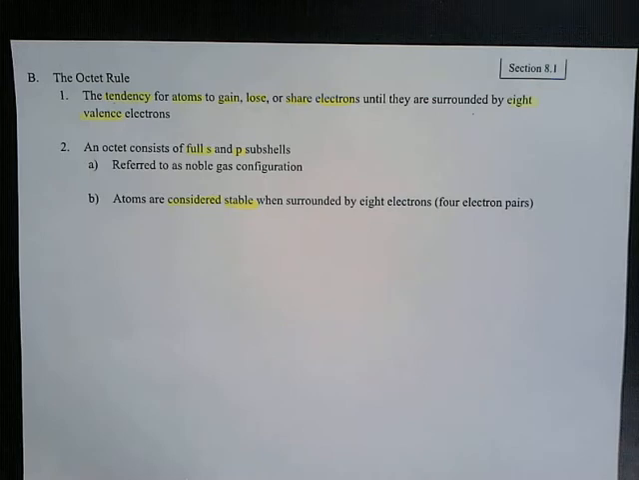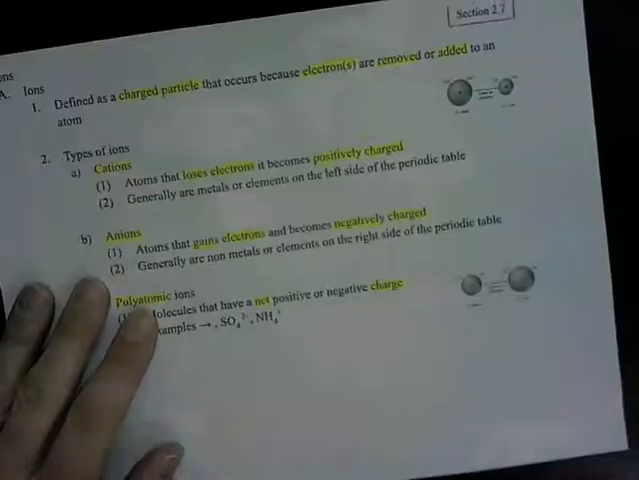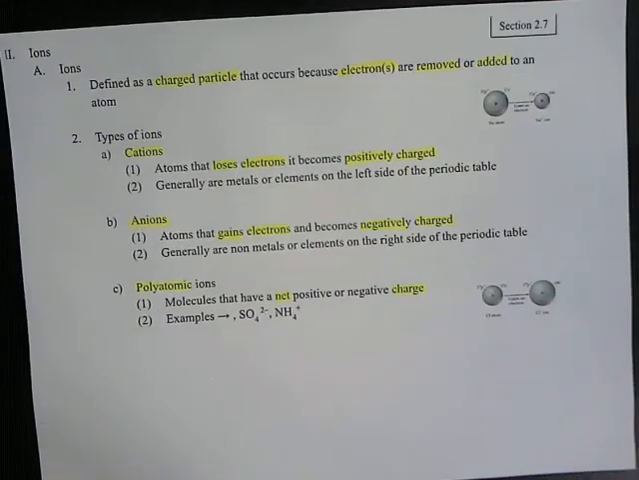The more stable an atom is, the more likely that it's not going to be reactive. But to get to that point, it's usually going to beg, borrow, and steal those electrons. Now, how they get to those electrons is they form these ions, okay? So ions are charged particles because an atom has either gained or lost an electron.